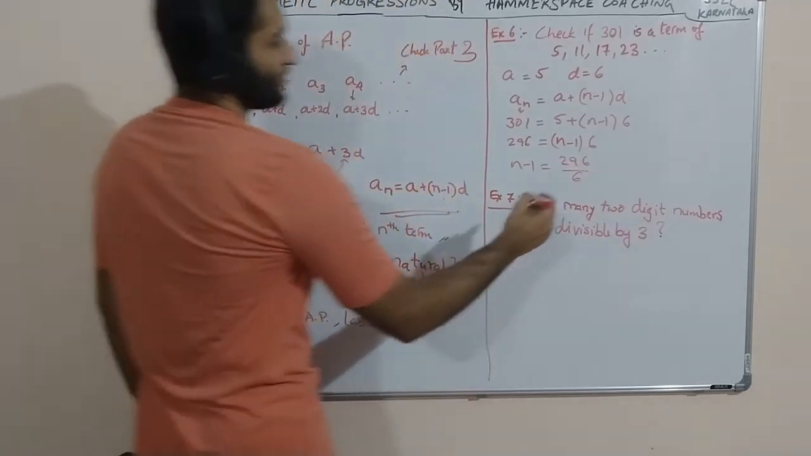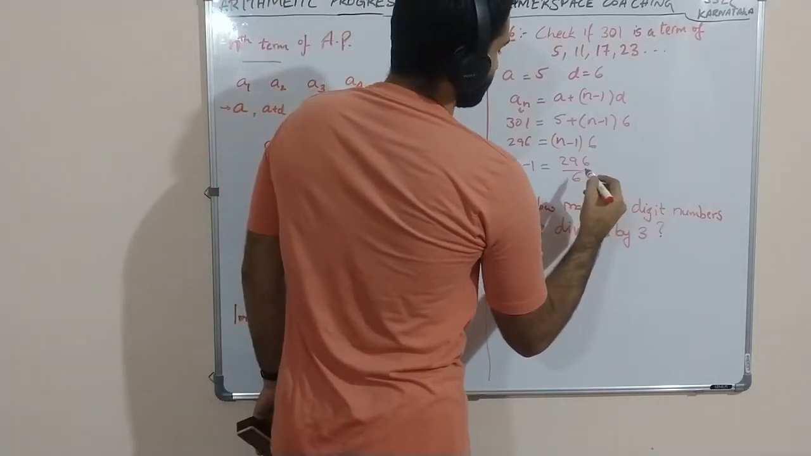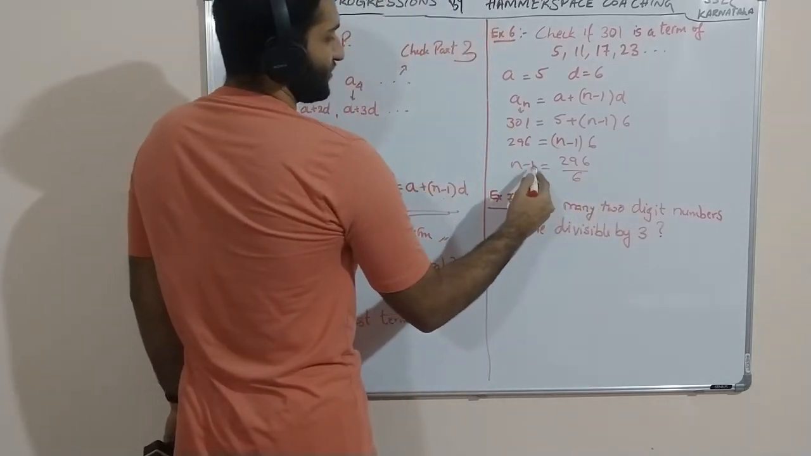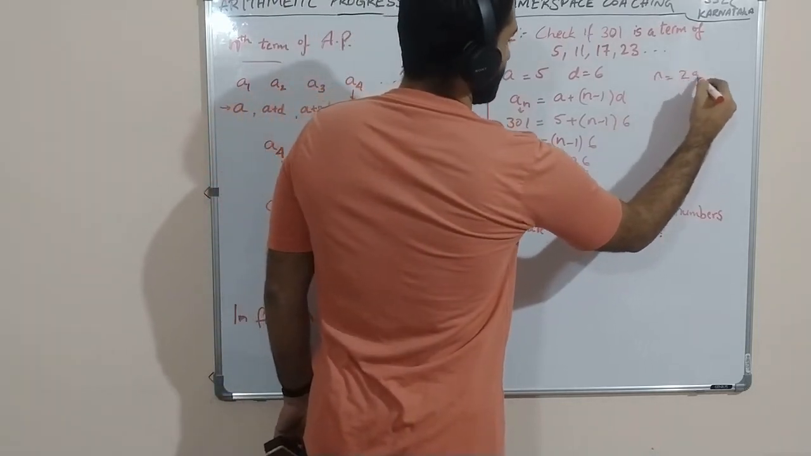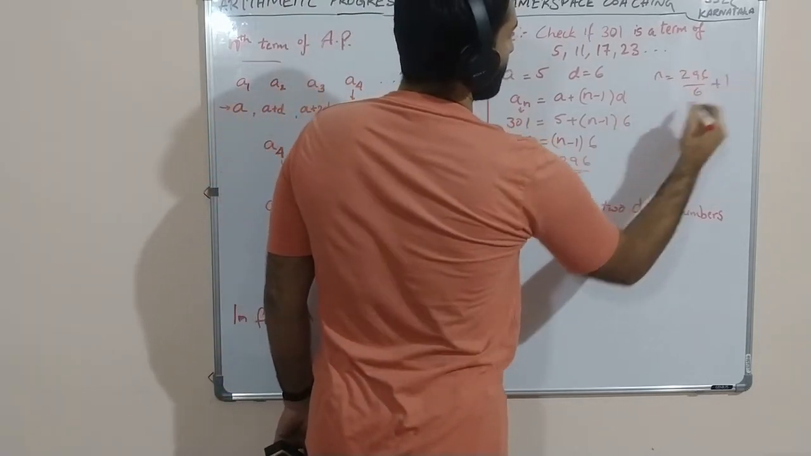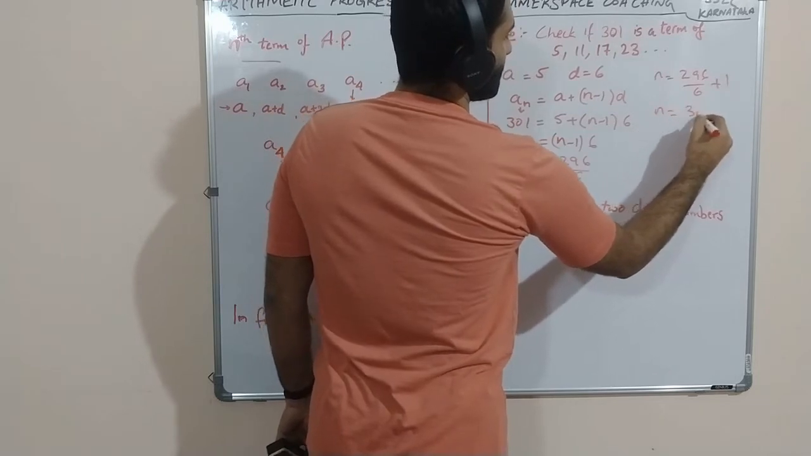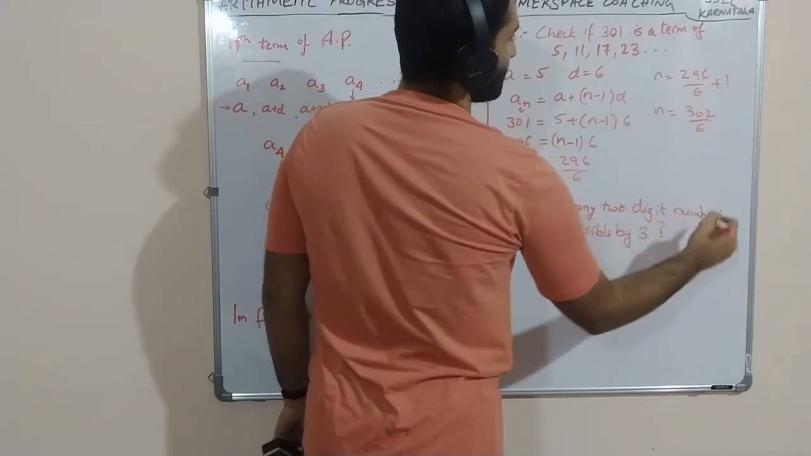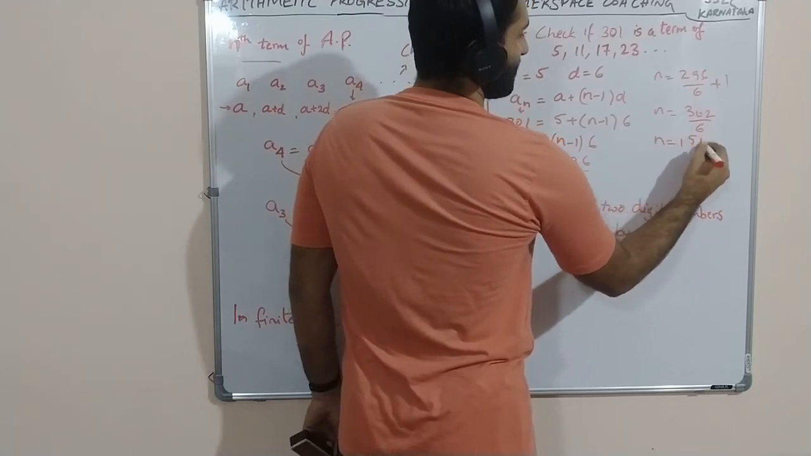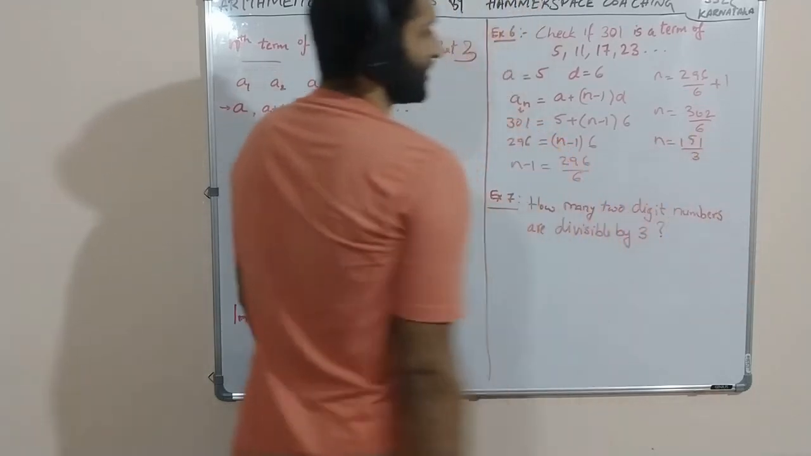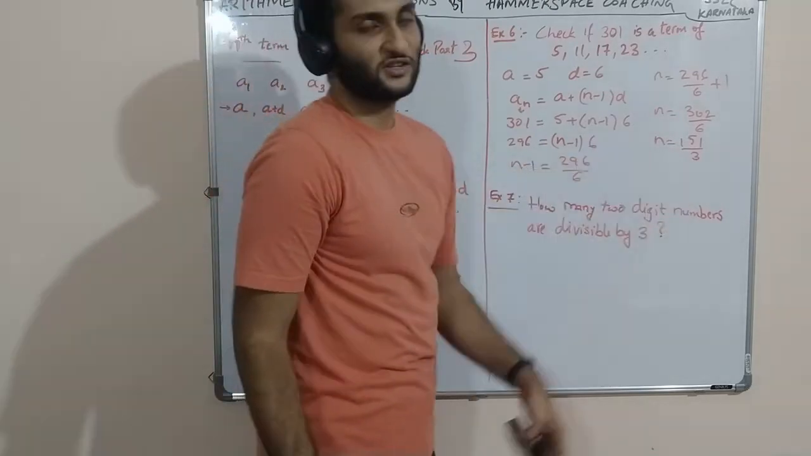If you take 1 to that side, n equals 296 by 6 plus 1. So n equals 302 by 6, that is n equals 151 by 3. So you cannot reduce this further.